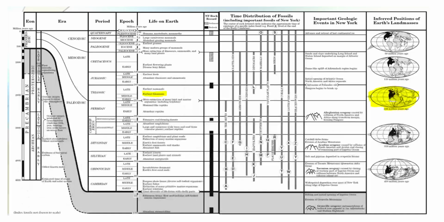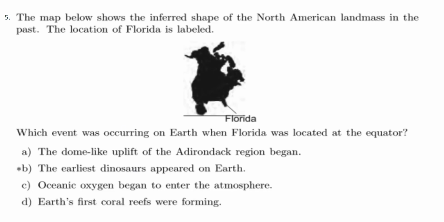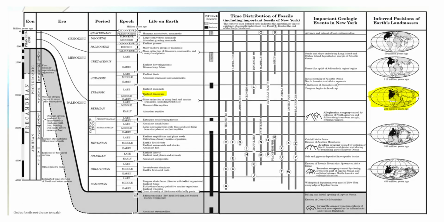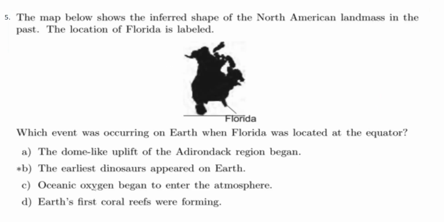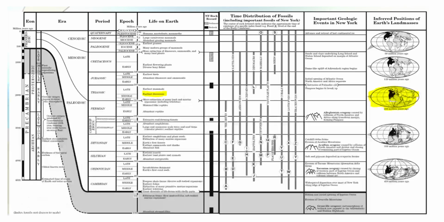So if I go to reference table page 8 and 9, I see that that part of North America, Florida, right here is at the equator around this time. And if I go towards the left side and I check all my options that they gave me, I see that the earliest dinosaurs actually existed around this time. That's why the answer is B. The earliest dinosaurs appeared on Earth.